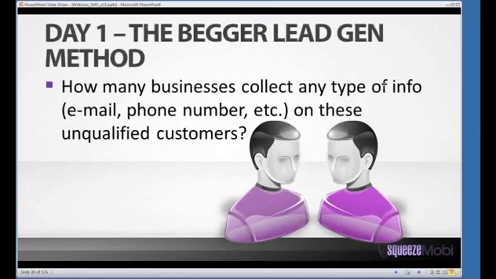And last thing, since Groupon's collecting this, and you best believe they're not going to share it with the business, how many of these businesses collect any type of info when you go to these restaurants, email, phone numbers, on these unqualified customers? Nada, almost none, exactly zero. That is completely correct. And that makes it ridiculous, because we have all these businesses that don't even know what to do with these customers.